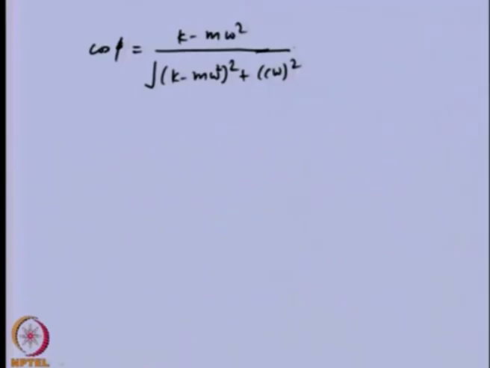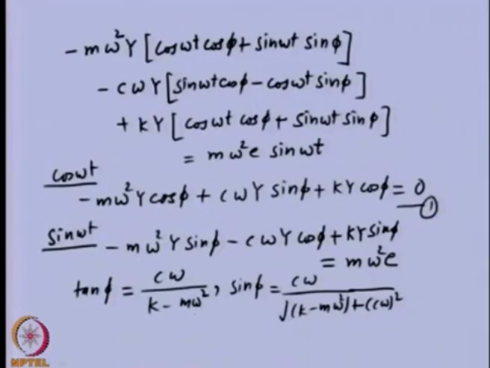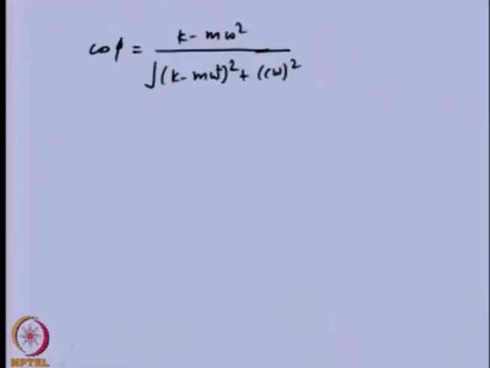And this cos phi and the previous sin phi terms can be substituted in the second equation, so that phi terms can be eliminated from the second equation. That will give us the y, and y finally should be of this form.